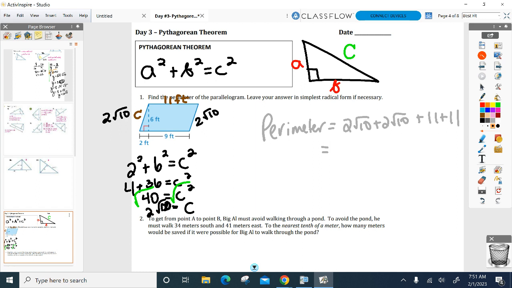You can add the ones that have radical 10s in front, but you can't add them with the 11s. So if I have 2 radical 10s and 2 radical 10s, how many total radical 10s do I have? I have 4. I just add the numbers out in front. I don't add the numbers underneath the radical. We're good? And then I can do 11 and 11 to give me 22. I cannot add those two because the 22 does not have a radical 10 with it. That's it. We're done. Here's the perimeter in simplest radical form.